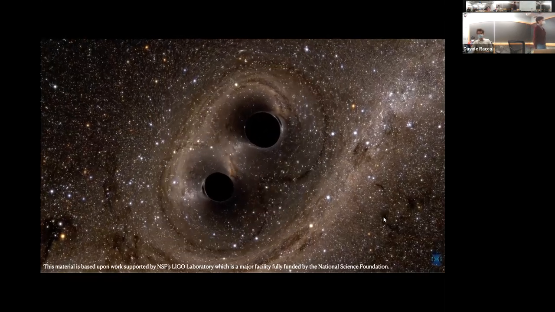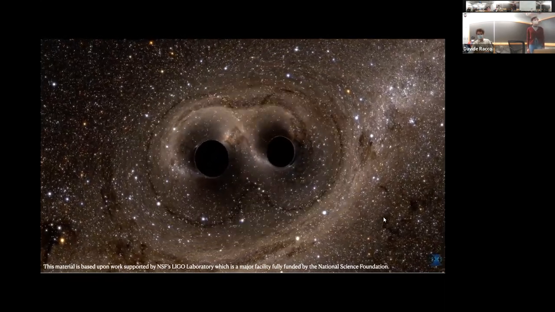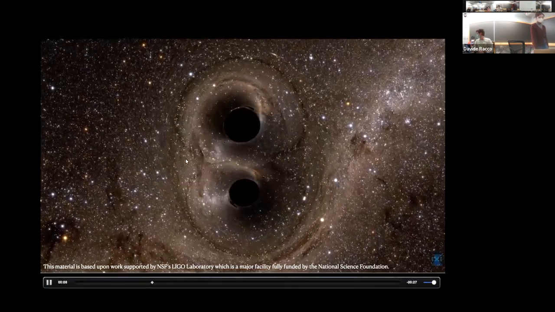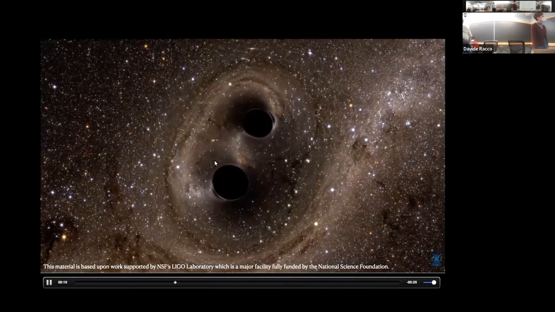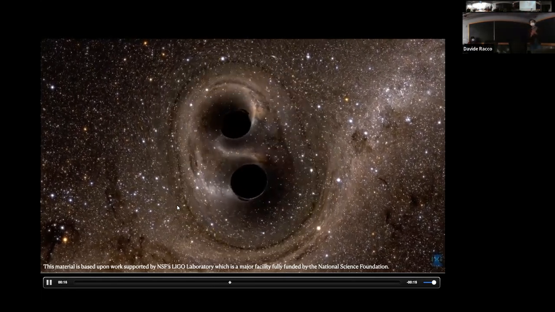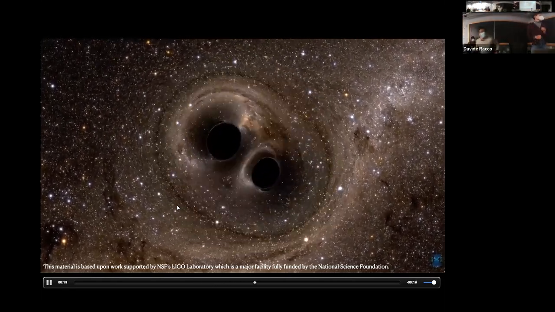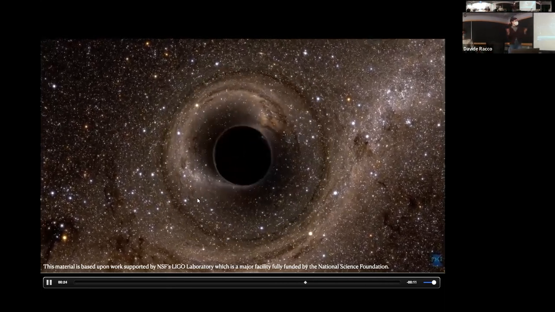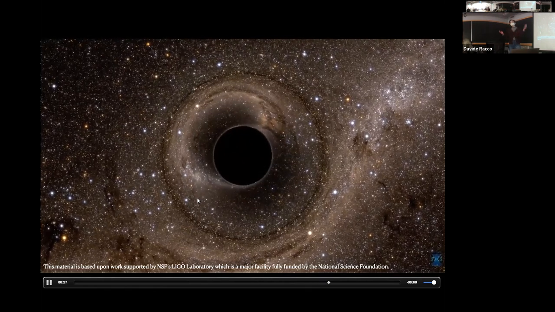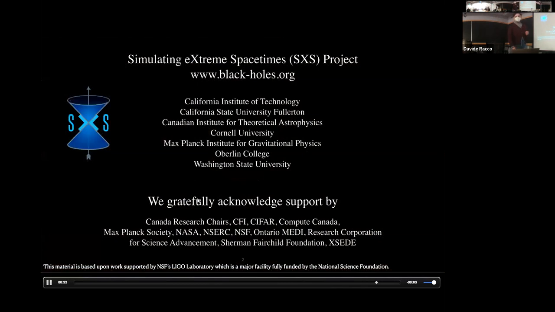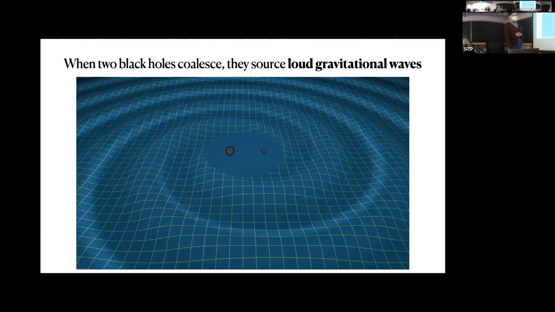Just as a quick introduction to what these black hole mergers are, here you can see a simulation of two black holes in this binary system. They're gravitationally bound, orbiting around each other, and the orbit is shrinking. They're getting closer and closer together as orbital energy and angular momentum is emitted in this gravitational radiation. And eventually they merge. These are the black hole mergers that I'll be talking about.